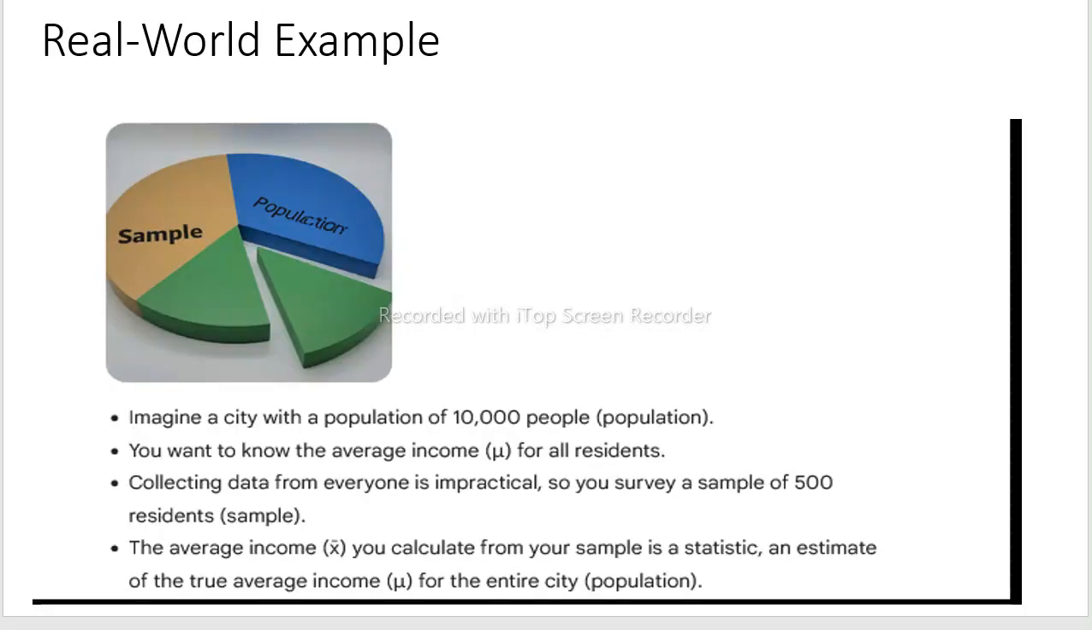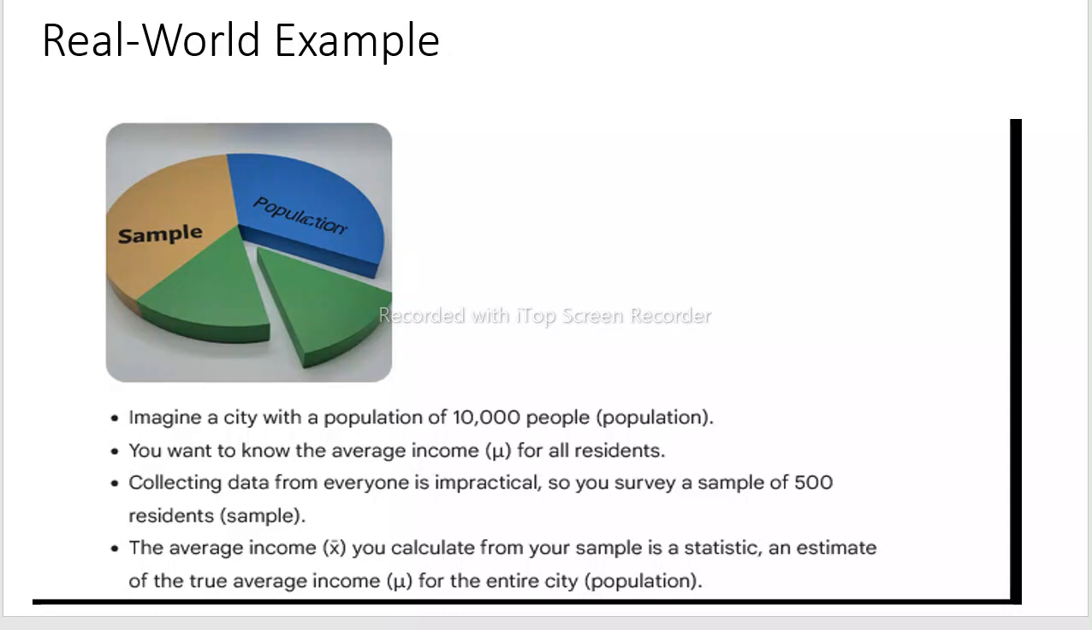Let us bring these concepts to life with a real world example. Imagine a city with a population of 10,000 people, that is the population. You are interested in understanding the average income, mu, for all residents. However, collecting data from every single person would be a monumental task. This is where statistics come in.